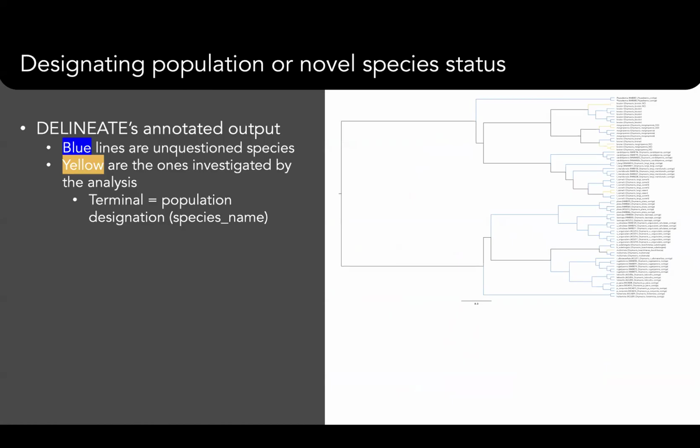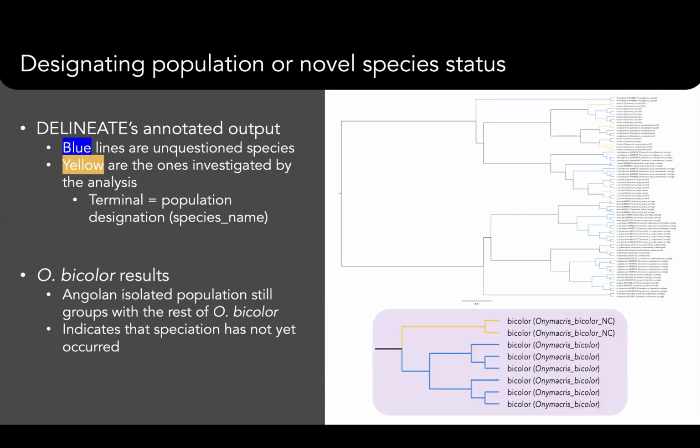So for delineate, it gives us this annotated output. The blue lines are species that we did not question. We have no doubts based off of the morphology, previous analysis, et cetera. The yellow branches are the ones that are under investigation by the analysis. And then the terminal gives us the population designation followed by the actual current species name. The population designation is either going to give an already occurring population, or it is going to provide us with a novel species marker. So for our bicolor results, we had an Angolan population that's very isolated within bicolor.